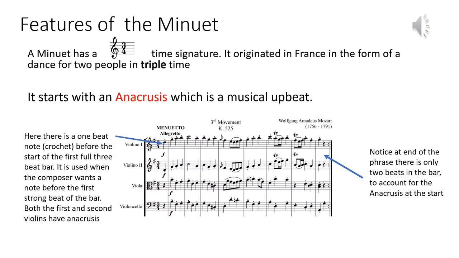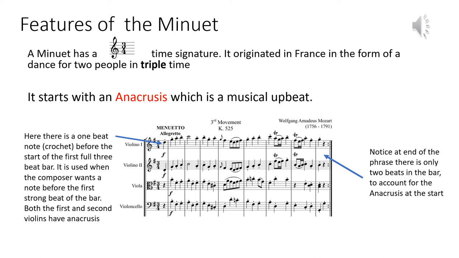So let's start off looking at the features of a minuet. A minuet has a 3-4 time signature. It originated in France in the form of a dance for two people in triple time. The piece starts off with a musical feature called an anacrusis, which is like an upbeat.